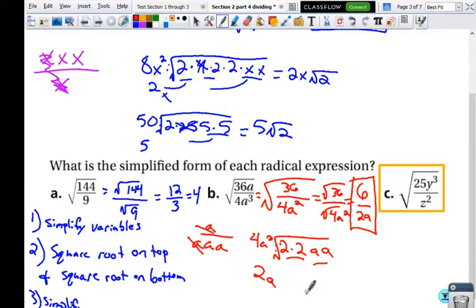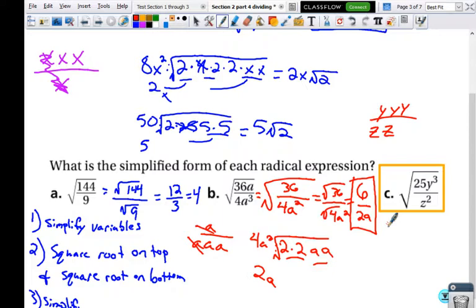All right, I want you guys to do part C. Let's look at step 1 on part C. I have 25y to the third over z squared. So step 1 is simplify variables, right? Y to the third means I have 1, 2, 3 y's. Z squared means I have 1, 2. What gets canceled out?